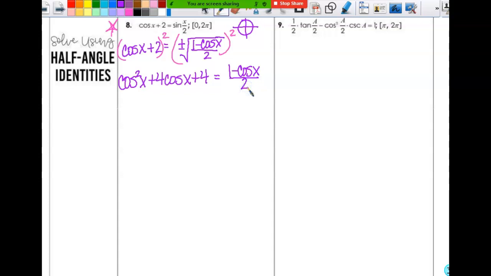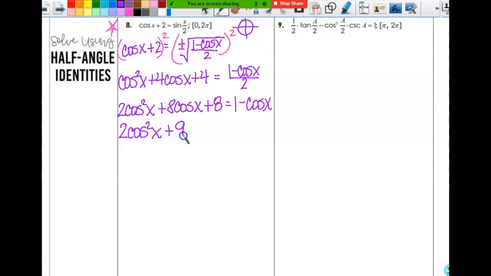Then I'm going to multiply through by 2 to get rid of that fraction. So that gives me 2 cosine squared x plus 8 cosine x plus 8 equals 1 minus cosine x. 2 cosine squared x plus 9 cosine x plus 7 equals 0, because I'm moving everything over to the left.